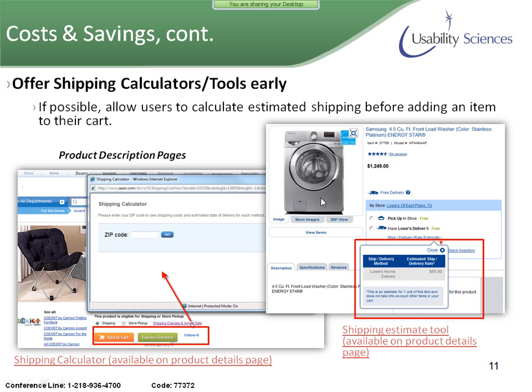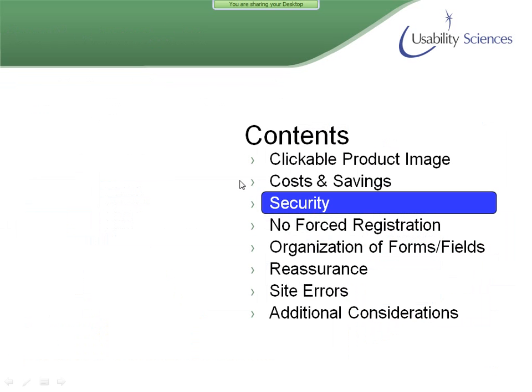This is another product description page. Of course, we have a washing machine here, which is a bigger item, but luckily I have a link here that I can click and it gives me an estimated delivery cost for that. So I have all of this even prior to adding it to my cart, which gives me some comfort knowing that the website has taken it a step further to share that information with me. So those are some best practices within the cost and savings category.